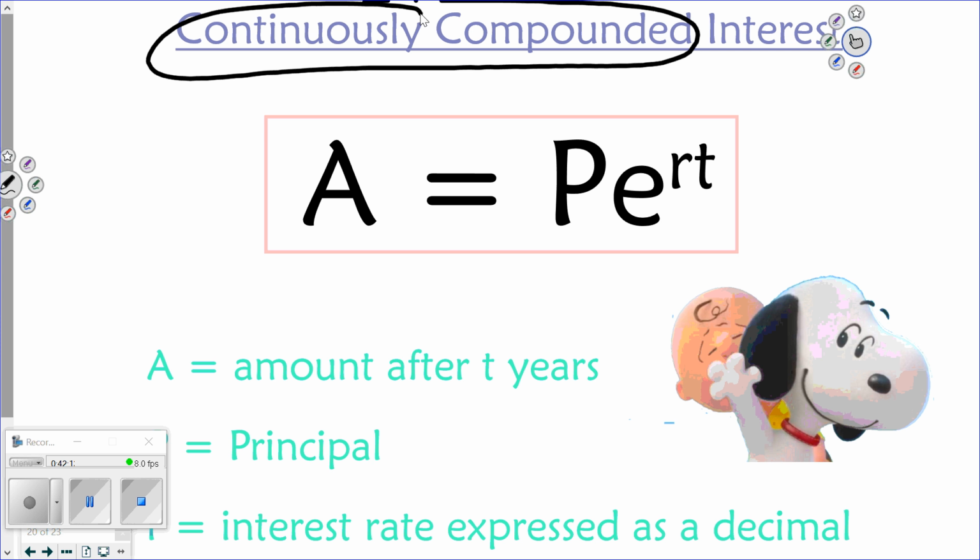You'll have to figure out which formula it is. If it doesn't say compounded anywhere in it, you use the first one we talked about. If it says compounded quarterly, monthly, yearly, whatever, you use the compounded formula. And if it says it's continuously compounded, you use this one. So there are very key words in there. You'll know by reading it.